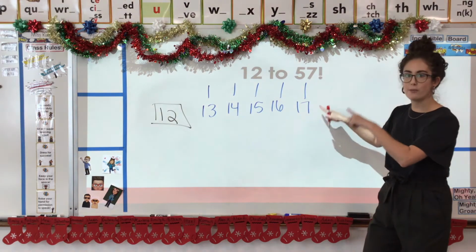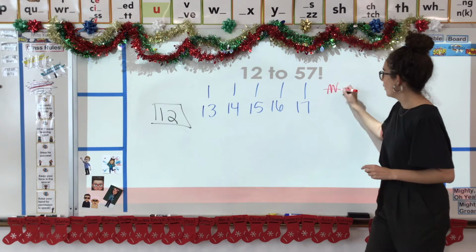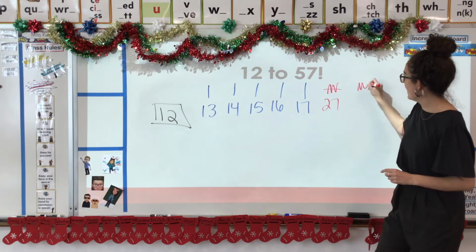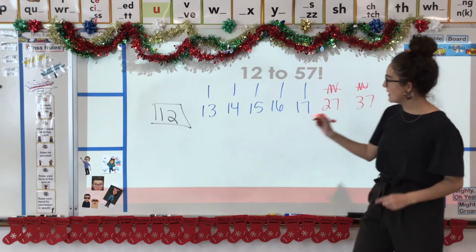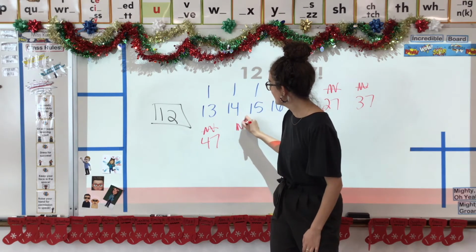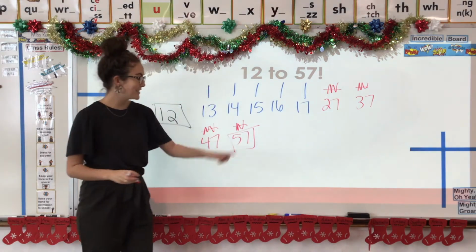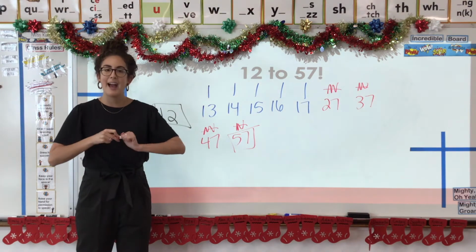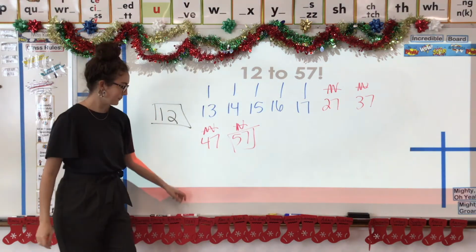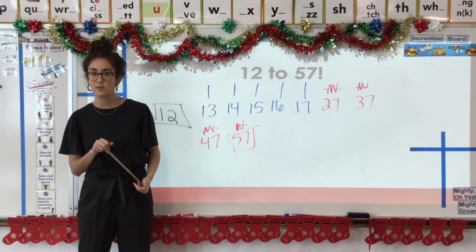So, if we have 17, 1 ten and 7 ones, one more ten will be 27, and then 37, and then 47, and 57. There we go. We got to 57. And we were able to decide when to switch between ones and tens. Now, let's see if this was just as quick as starting with the tens.